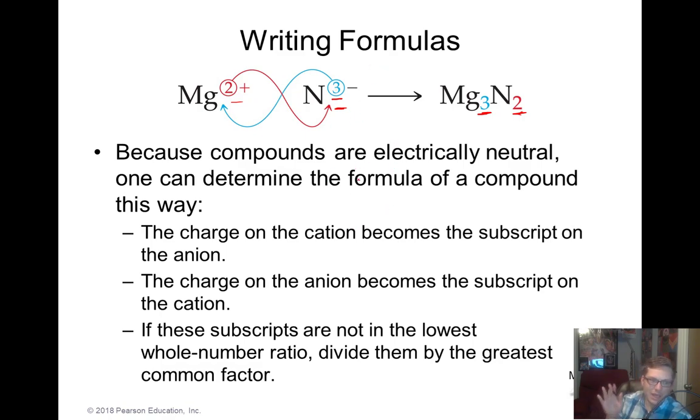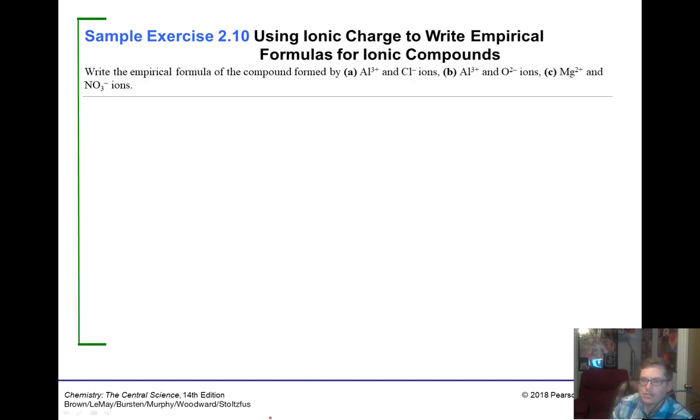The only thing you need to make sure of is that if your subscripts are not in the lowest whole number ratio, divide them by the greatest common factor. We'll see an example of that coming up. Let's write out the empirical formulas formed by these. The 3 comes down here, and the 1 becomes the subscript over here, so it becomes AlCl3. Crisscross again, so this becomes Al2O3.